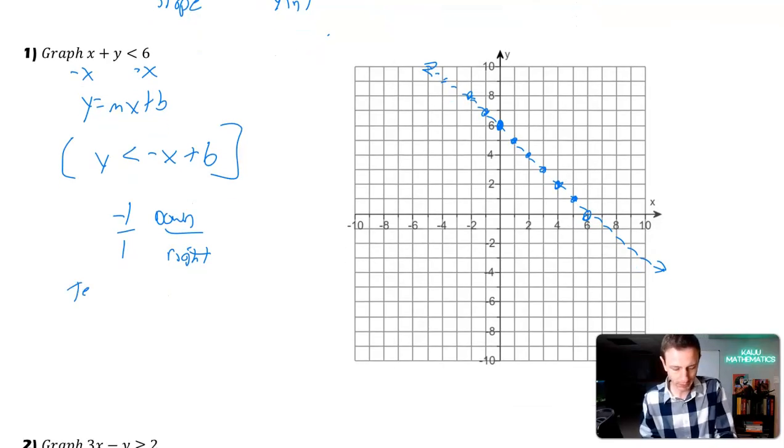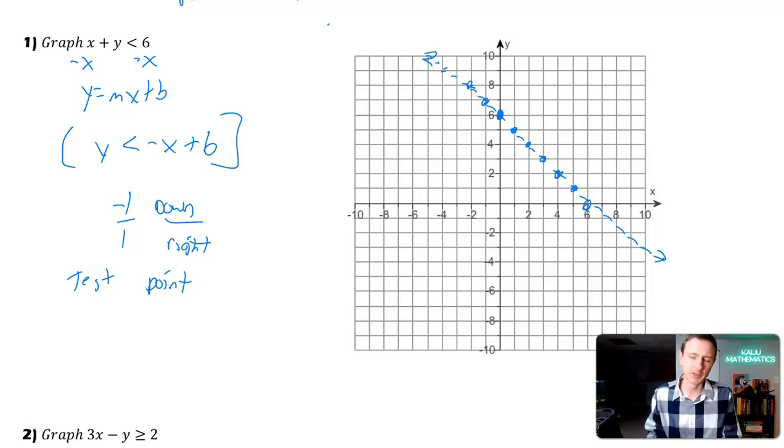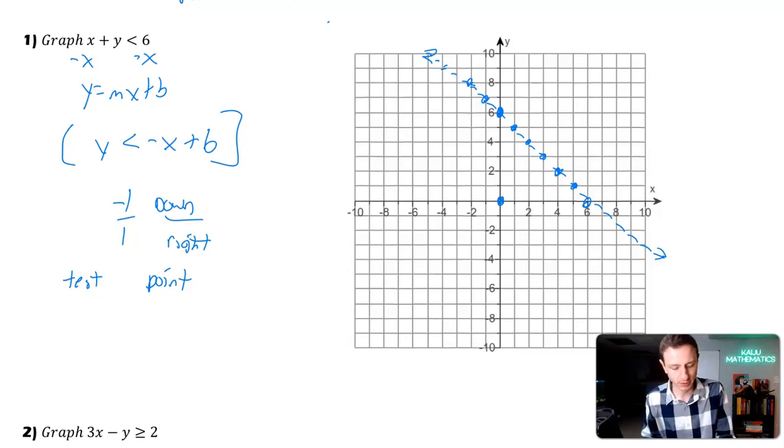So what we want to do is grab a test point. You can do this without a test point, just by looking at the inequality, but until you really get familiar with the shading and how that works with inequalities, I would just use test points. A test point will determine, if we get a true or false statement, whether that point is a solution or not. If 0, 0 is available, meaning it's not on the line, let's just use 0, 0.